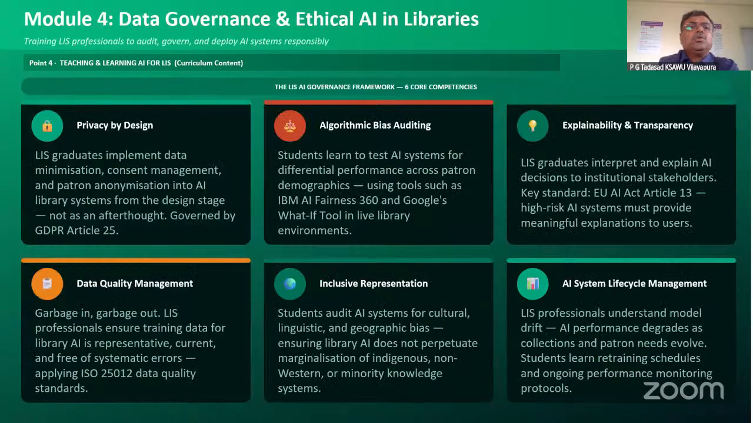The fourth one should highlight data governance and ethical AI in libraries. This is quite essential. Whatever we use, we have to use it as an ethical practice.